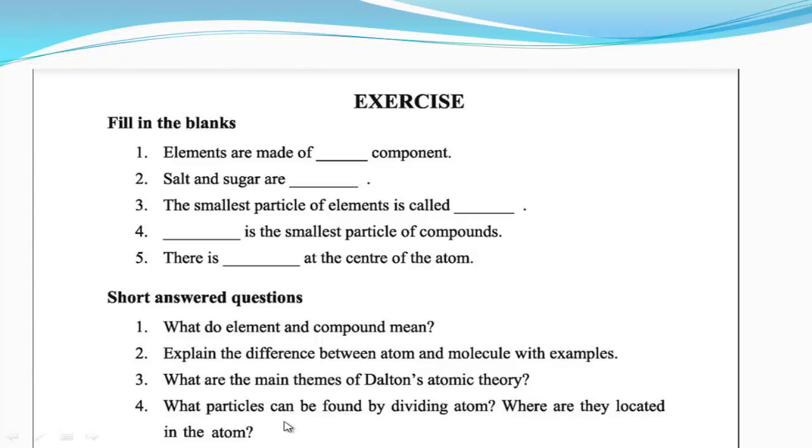Where are they located in the atom? In this case, you have to draw a figure of the atom. At the center there is the nucleus, and inside the nucleus there are protons and neutrons, and outside of the nucleus, what is moving? Electrons. So in this way you have to draw a figure.